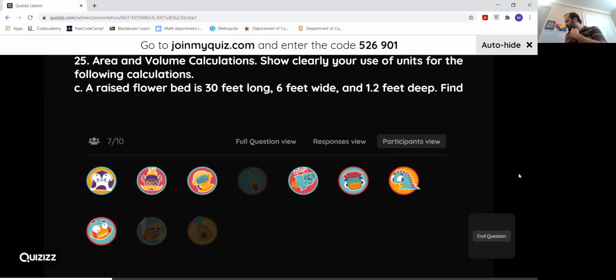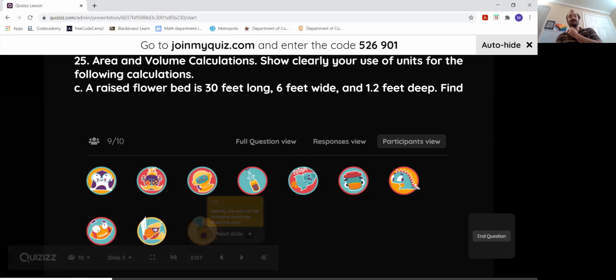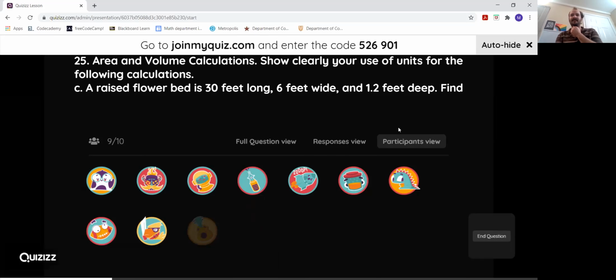So this one should take you hopefully 30 seconds more. We just did the area. There's one extra little thing you got to do with the volume. And now instead of multiplying two feet, now we're multiplying three feet together.